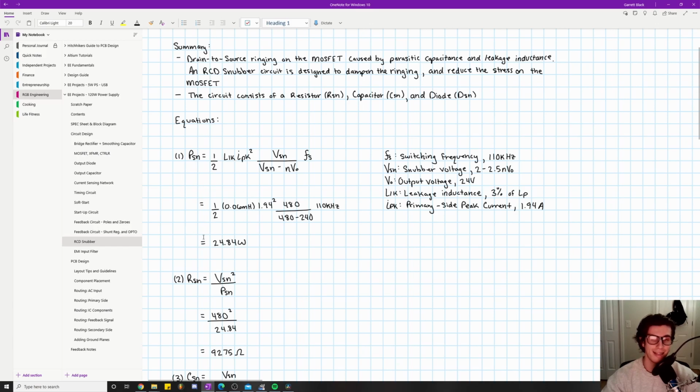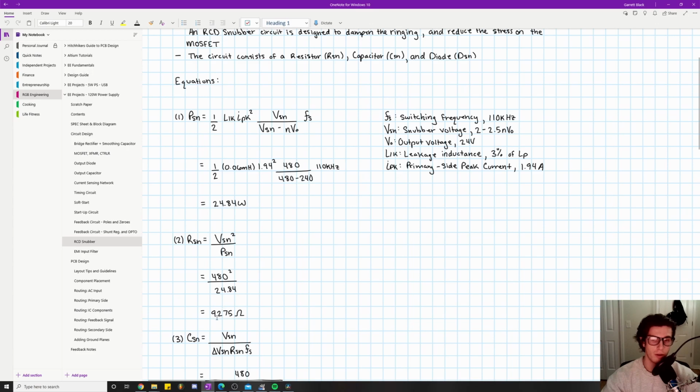The way you go about that is you're familiar with the equation, hopefully, V squared over R is equal to P. So we just swap those two terms. When we're trying to calculate the resistor value, we already know that V snub is 480. So you do 480 squared divided by P snub, which we just solved for. Then you get R to be a value of 9,275. So that's where we calculate R. It's very straightforward, pretty simple. And this is the value that we have to go with.